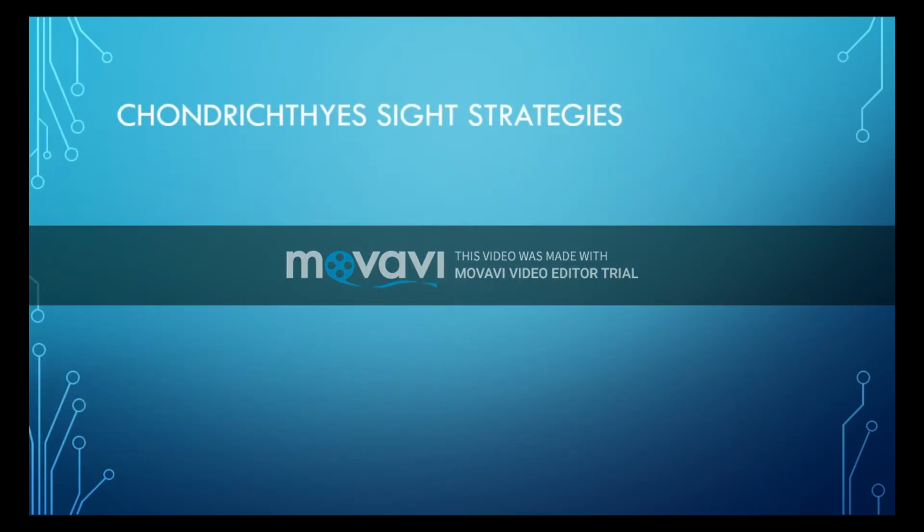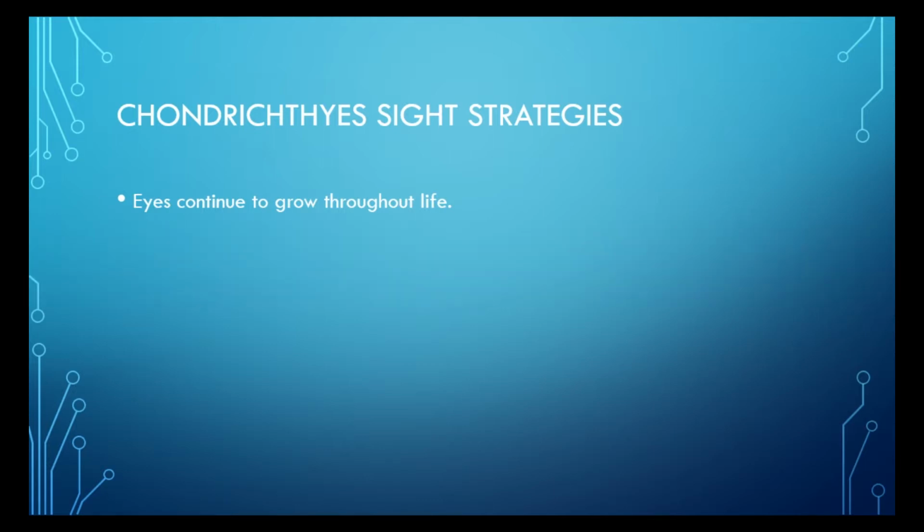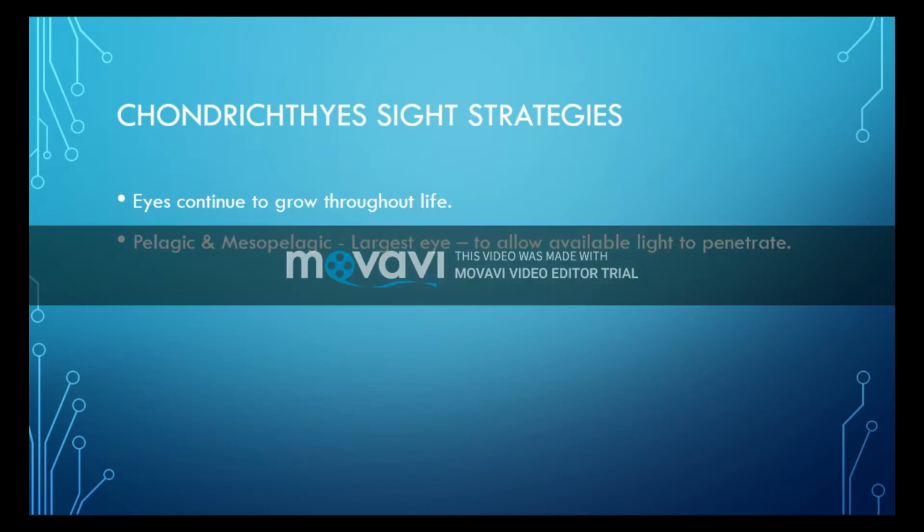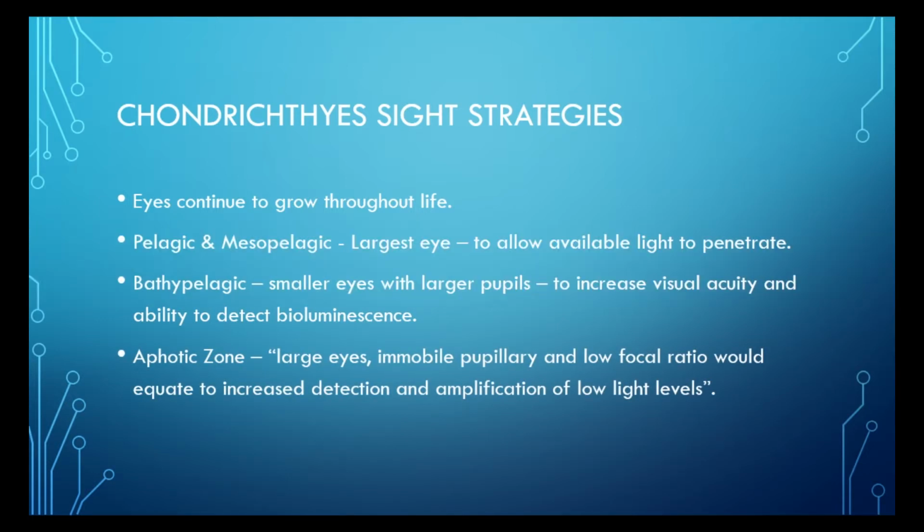Chondrichthyes sight strategies. So, as in the ocean, like teleost, the eyes continue to grow throughout the lifespan of the Chondrichthyes. So, in the pelagic and mesopelagic, typically they have the largest eyes, which allow the available light to penetrate, compared to the bathypelagic, which have smaller eyes but with larger pupils. This increases the visual acuity and ability to detect bioluminescence.